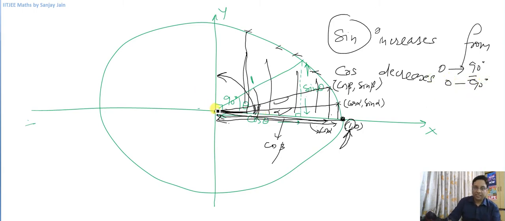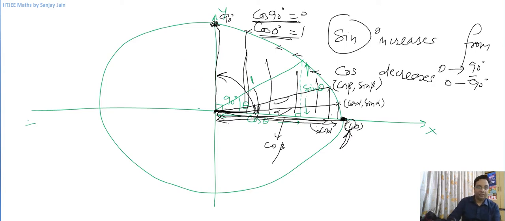And how much can it decrease? When I come to this point here, the horizontal length becomes 0. So at 90 degrees, cos will become 0. And when was the cos maximum? At 0 degrees. It was equal to 1. So cos 0 degree is equal to 1 and cos 90 is equal to 0.